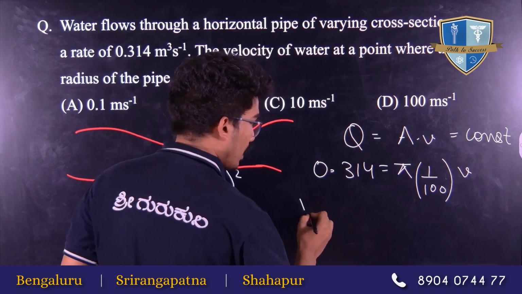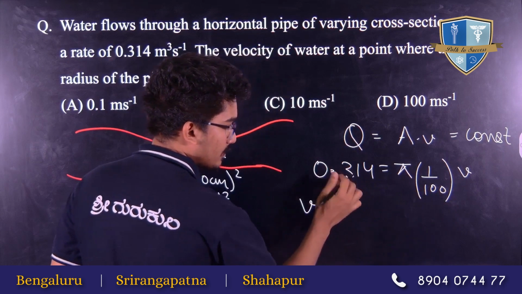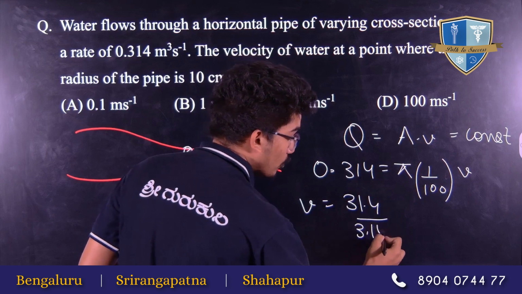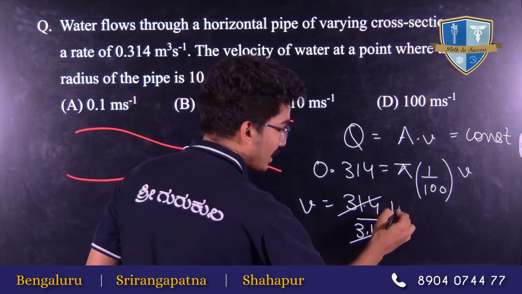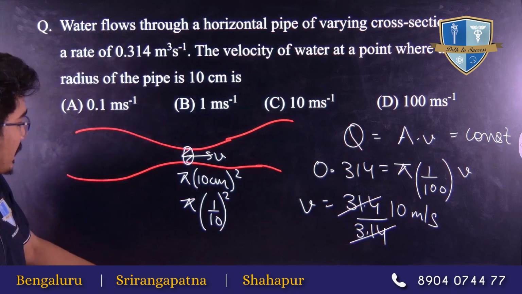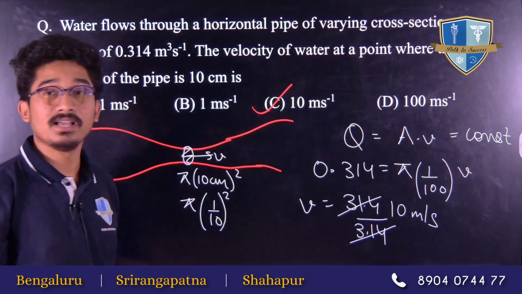Correct. So the velocity will be equal to, this will multiply here, it will become 31.4 divided by pi, which is 3.14. So velocity is equal to 10 meters per second. Do we have any option 10 meter per second? Option C is the correct option.